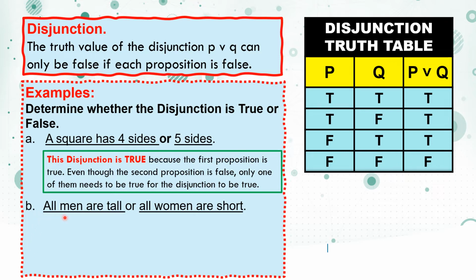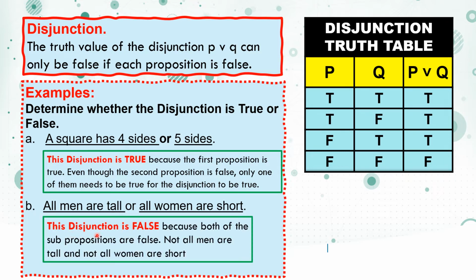Next, all men are tall or all women are short. So, this disjunction is false because both of the sub-propositions are false. Not all men are tall and not all women are short. So, since yung first proposition natin is false, the second proposition is false, both false, then it is false. The disjunction is false.